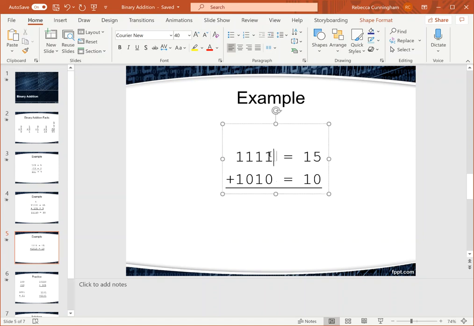All right, so I start over here. 1 plus 0 is 1, so I don't have to worry about any carries. All right, 1. Now I'm moving over to the second column. 1 plus 1 is 2, so I put my 0 and I carry that 1. Now I've got 1 plus 1 plus 0, which again is 2. So I'm going to put my 0 again, carry another 1.